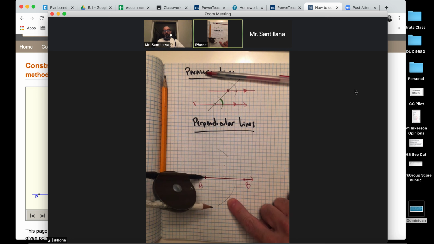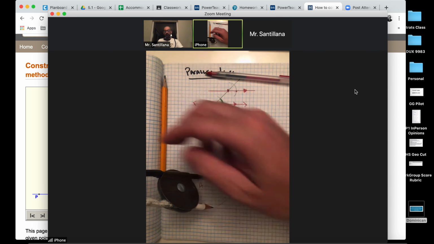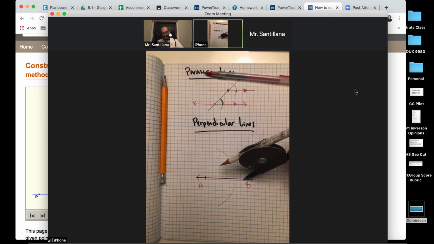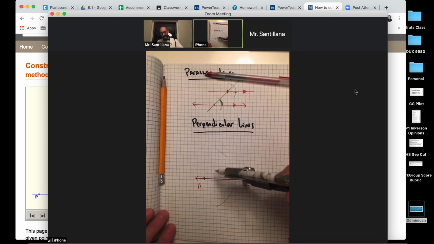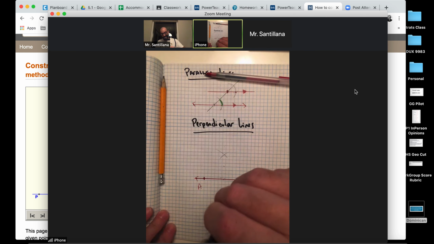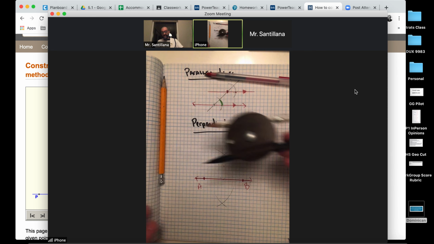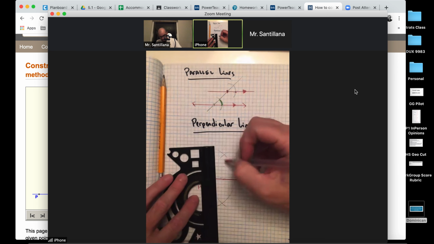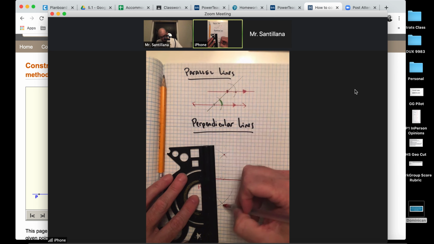There it is. Now I'm going to take my needle and I'm going to switch over to this side, to the other end point. Go ahead and pin it down and repeat the process. I'm going to make an arc above and below. So now I have these two sets of arcs. Go ahead and mark the point of intersection of those two arcs.